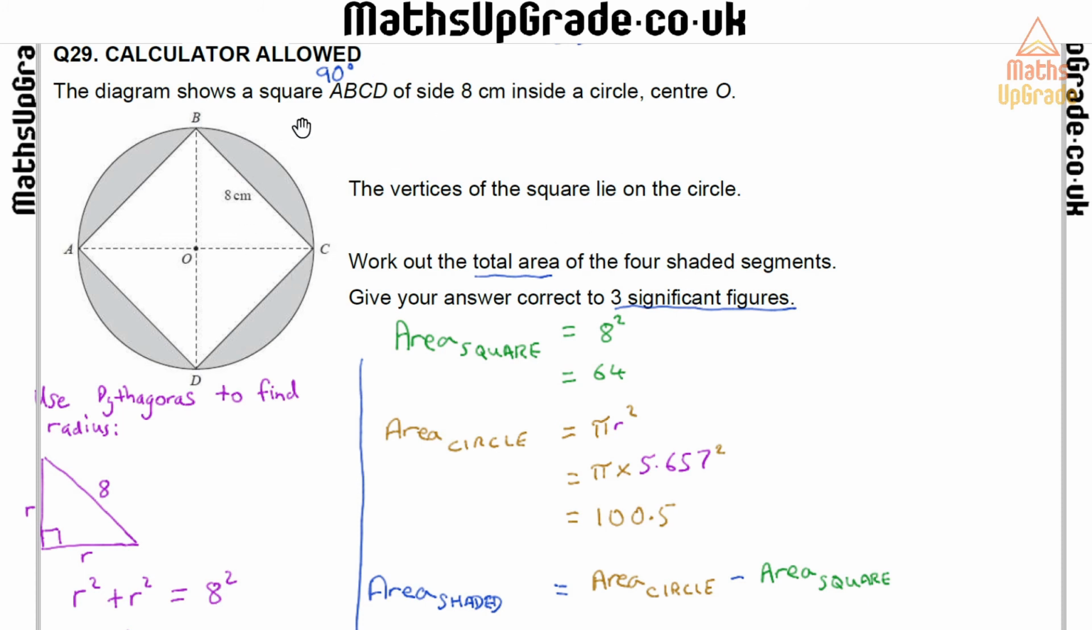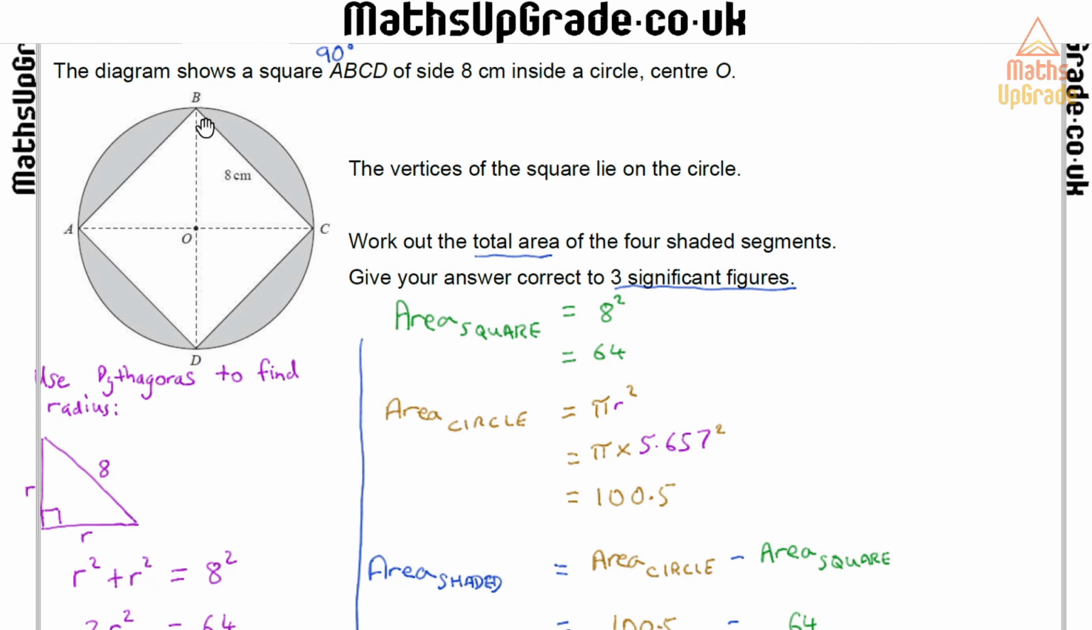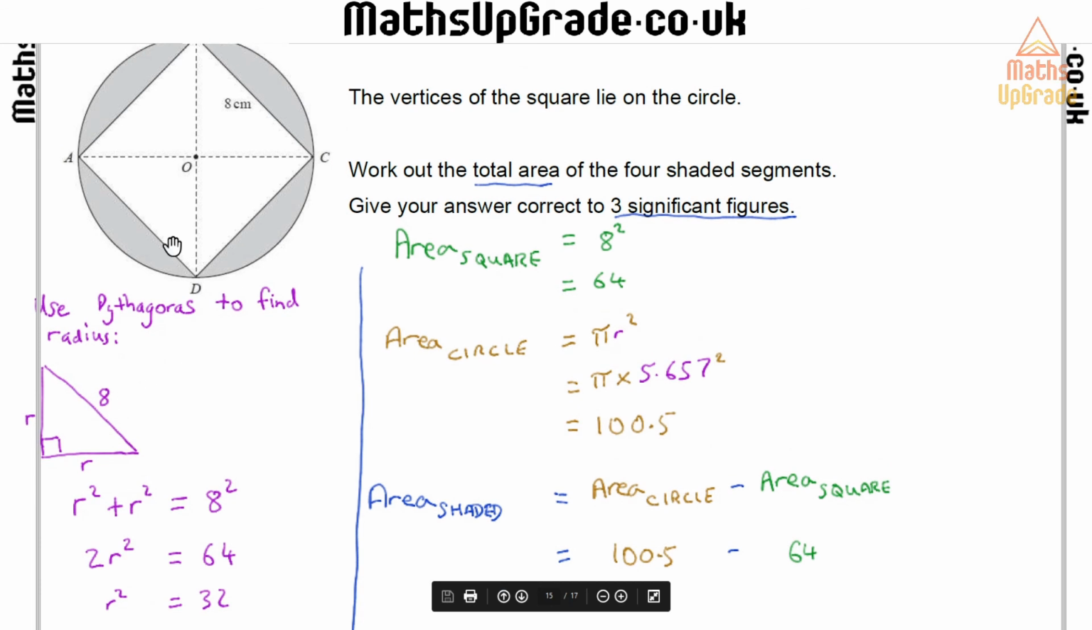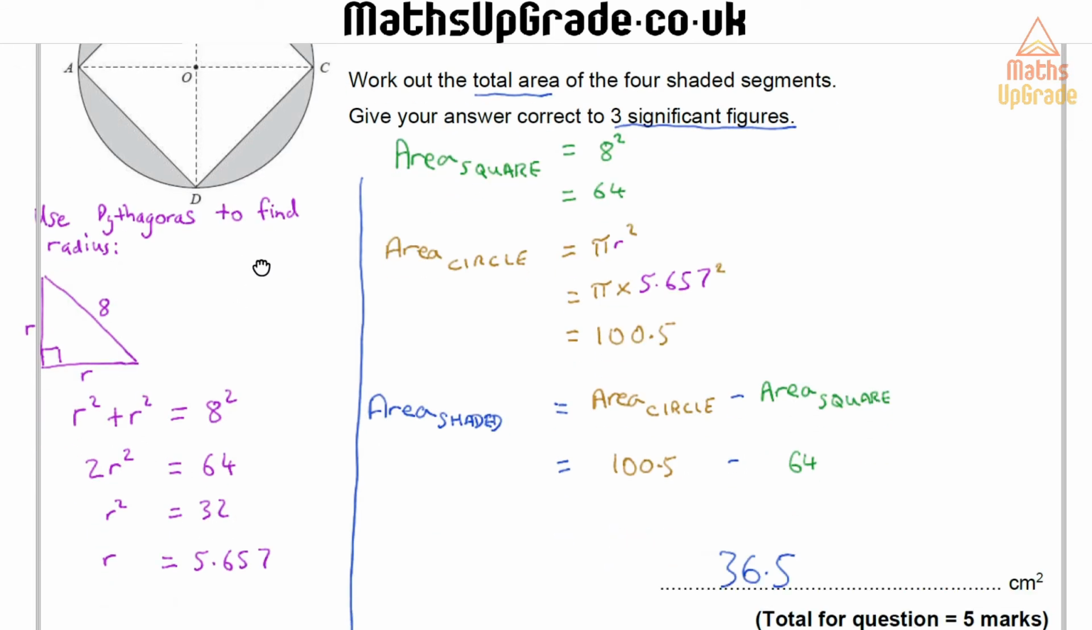Okay. And I know that since this is a square, the diagonals of the square will always meet at 90 degrees. So here you've got a 90 degrees angle. So let's just draw this triangle here in this diagram here. So I need to find the radius of this circle.